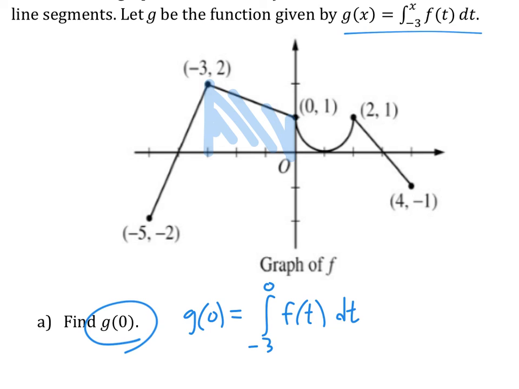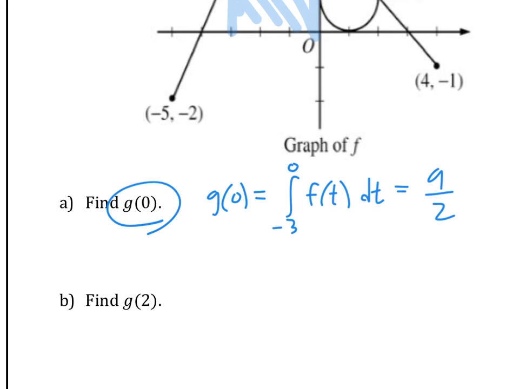So, trapezoid. 2 plus 1, 3. 9 over 2. I did not get 9 over 2. I think it's over 2. I think I got 6. What? 9 over 2? Oh, I'm sorry.